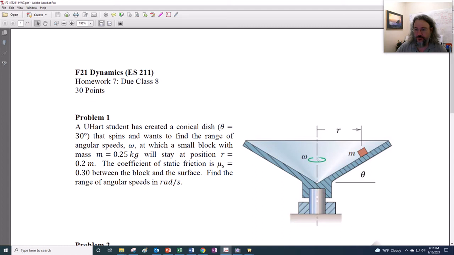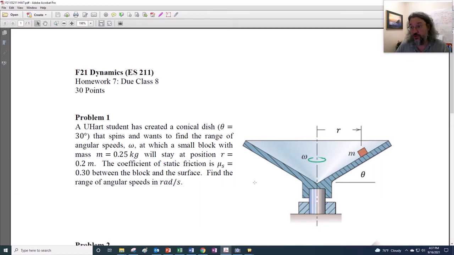we want to figure out the range of speeds that it'll go for this little block to stay at r equals 0.2 meters, and the block has a mass of 0.25 kilograms. And the coefficient of static friction is 0.3. Now that doesn't mean it's stationary; it's spinning around, but it's static friction that makes it so that it doesn't slide up and down, right? So you could picture the problem.